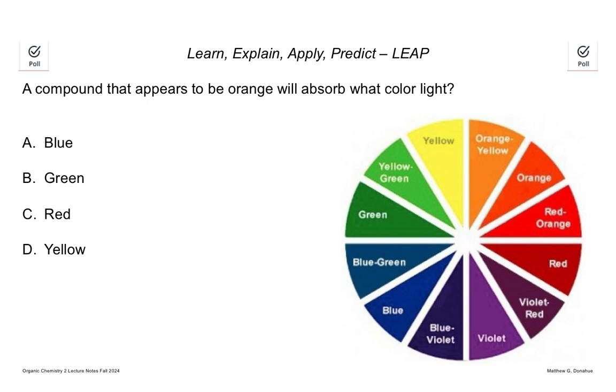So we said that complementary colors are 180 degrees on this wheel. So if something appears orange, that means that really what it's doing is absorbing the blue wavelength. So there's the appearance and then the absorption of the complementary color.